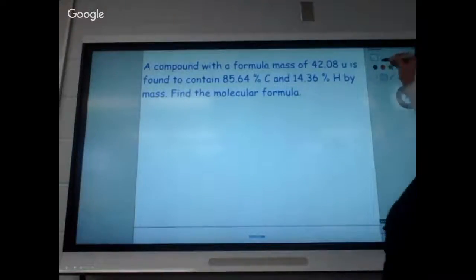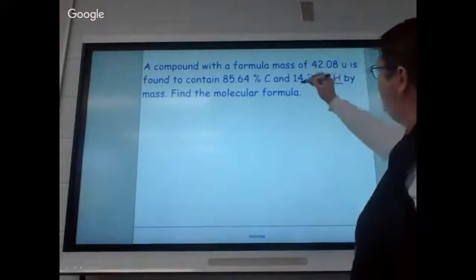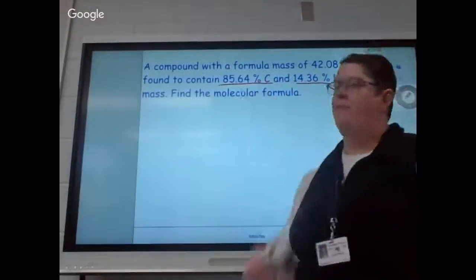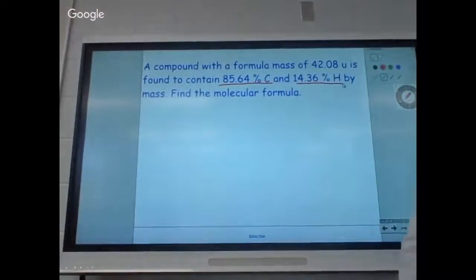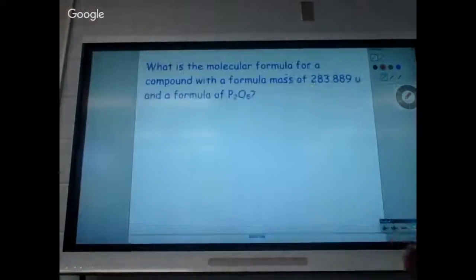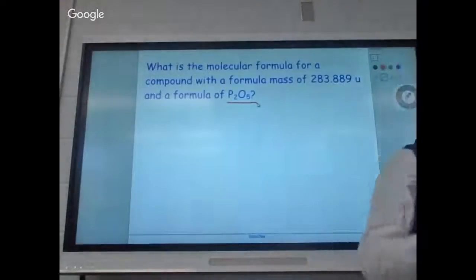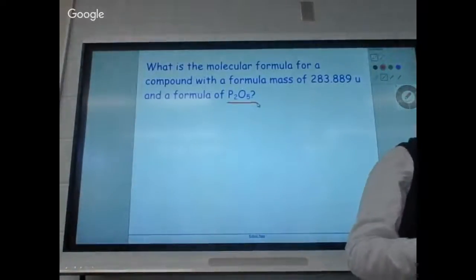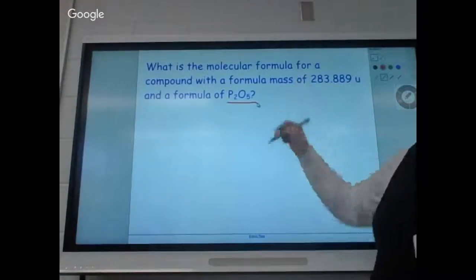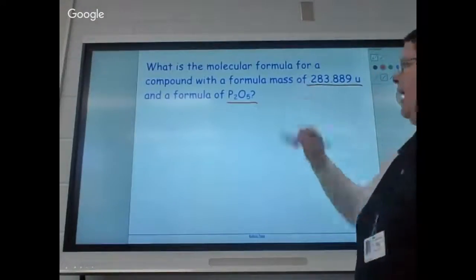See how you don't have the formula? You have to find the formula. This is why I said this is the simple version. You already have the formula to start with. So this is the easy version. We have the empirical formula. We have the molar mass.